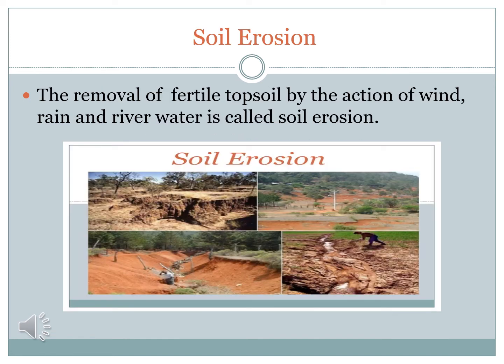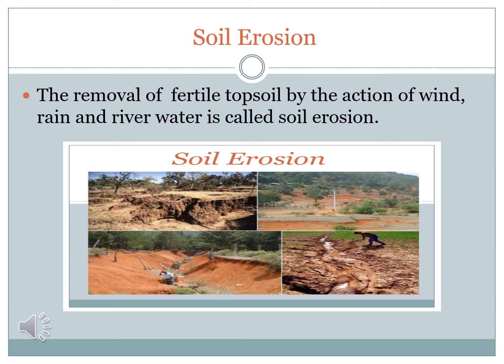Now next is soil erosion. We know that soil has many layers, and the topmost layer of the soil is called topsoil. This is the most fertile layer and the best soil for growing plants. Why is it the best soil for growing plants? Because it is rich in humus, meaning dead remains of plants and animals.